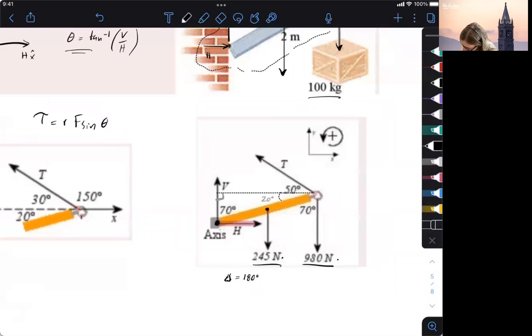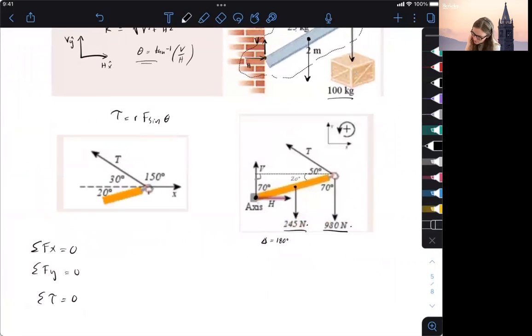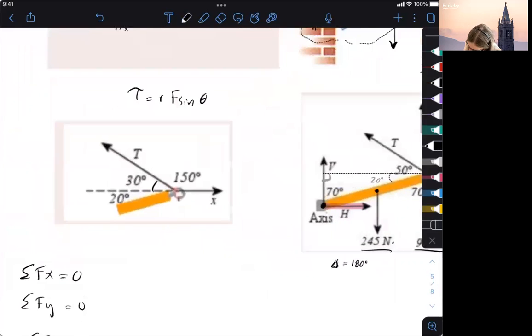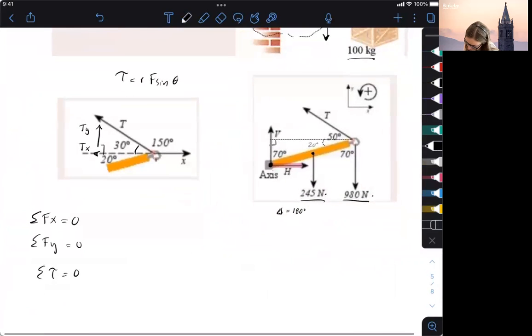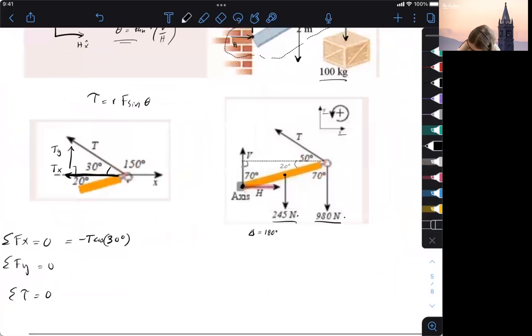Again, some fun geometry throwbacks. Okay, so now that I have that angle, I'm going to break up my tension force, that's my 30-degree angle. I want my TX and my TY, so I can add them to the X and Y components, right? So my TX is going to be T cosine of 30 degrees. And it's actually going to be negative, because if this is my positive X, positive Y, it's pointing this way. So it's negative.